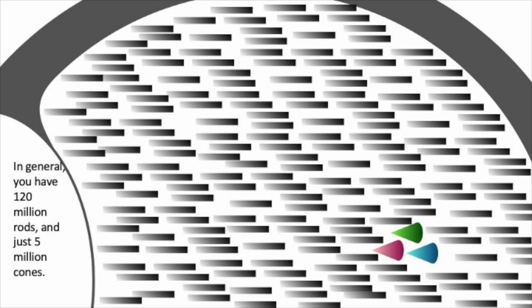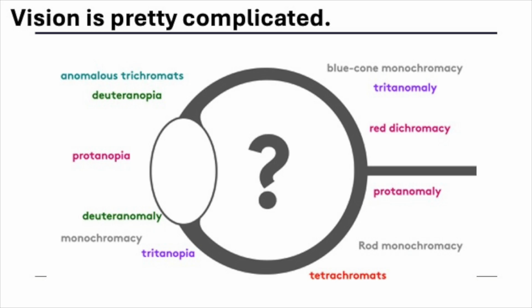But the rods vastly outnumber the cones inside your eyeball. You have, in general, 120 million rods. Those are the things that describe light and dark, and just 5 million cones nestled in there among the rods. And the cones are what describe shades of color. Now, vision itself and vision disabilities are pretty complicated. You have so many different types of vision disabilities that are possible, largely due to the presence or absence and the number of cones that are inside your eyeballs.